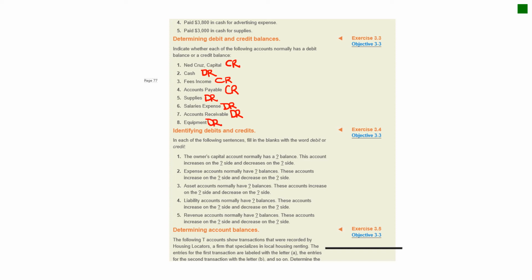So where you see here 1 through 8, it says indicate whether each of the following accounts normally has a debit or a credit balance. Just go back and look at the debit and credit rules. Wherever you see that account increases, wherever the increase side is, that's where the normal balance should be.